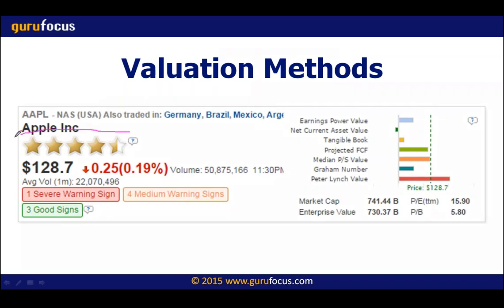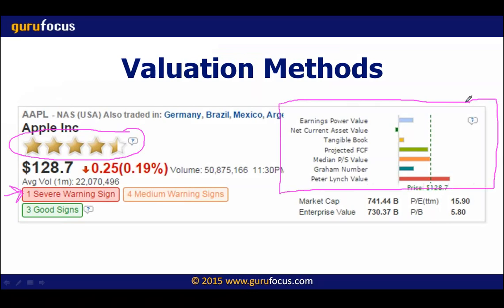Obviously, it's going to show you the business predictability ranking here with the stars. It's going to be an out of 5 stars measurement. It also shows any warning signs that are automatically generated based on our algorithms, and you can click those to see what those are. And then right over here are the standard valuation metrics, and it's interesting the way this is laid out. It shows you each one of these by title, and then gives you these colored bars over here to the right with this green dotted line.